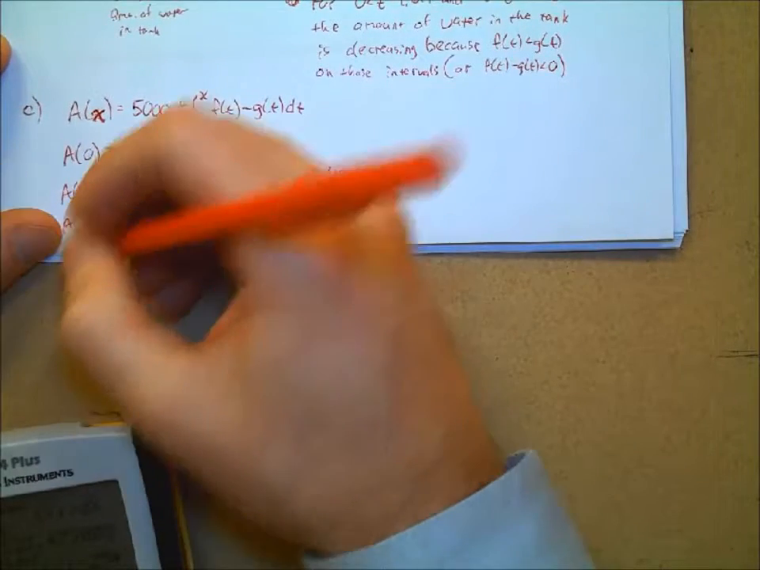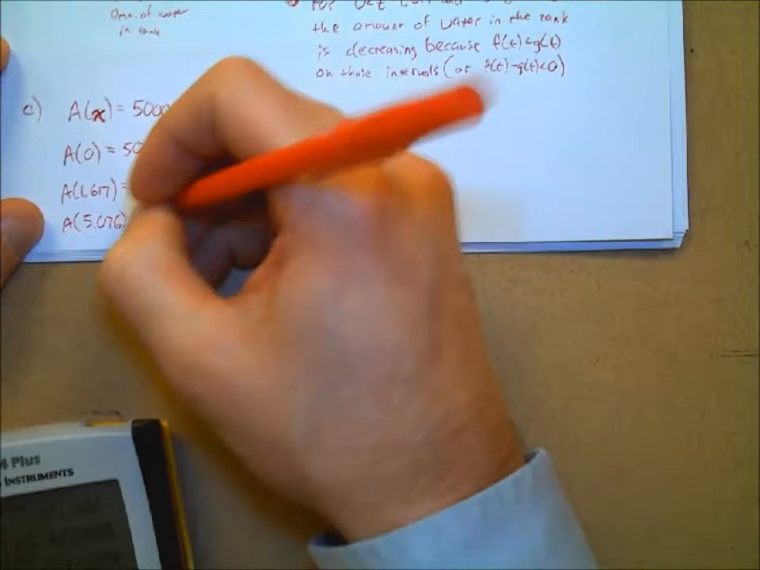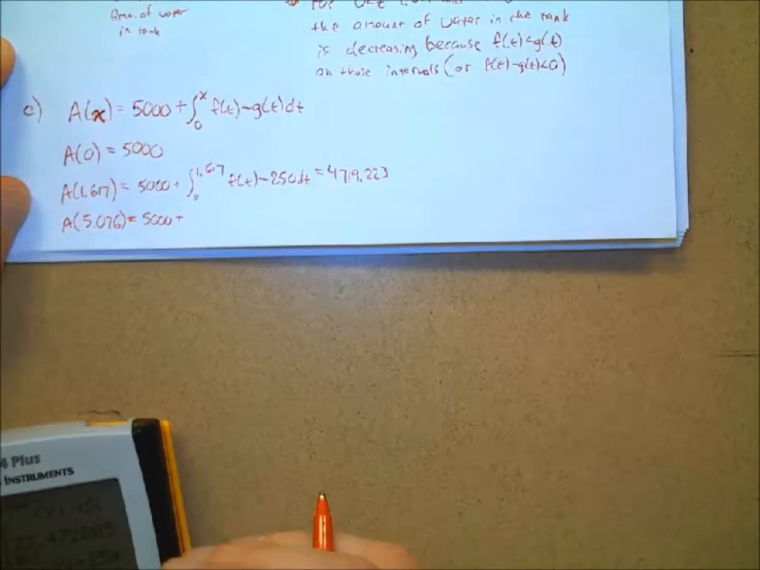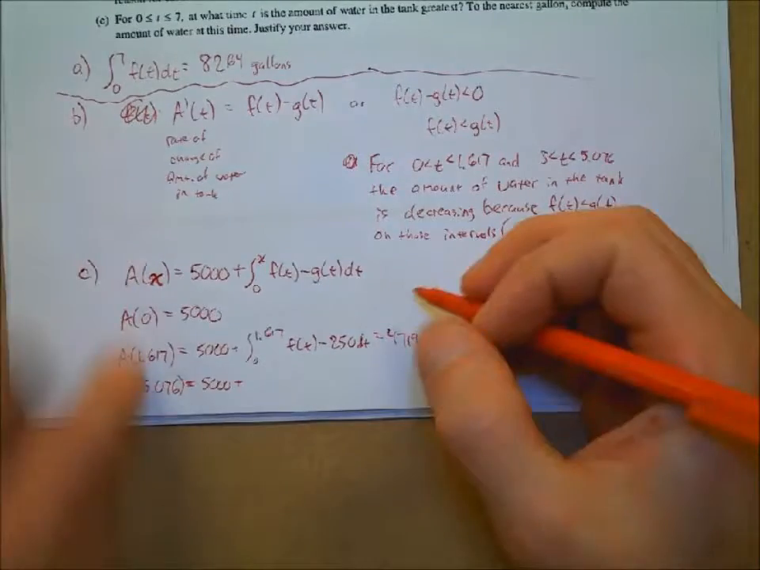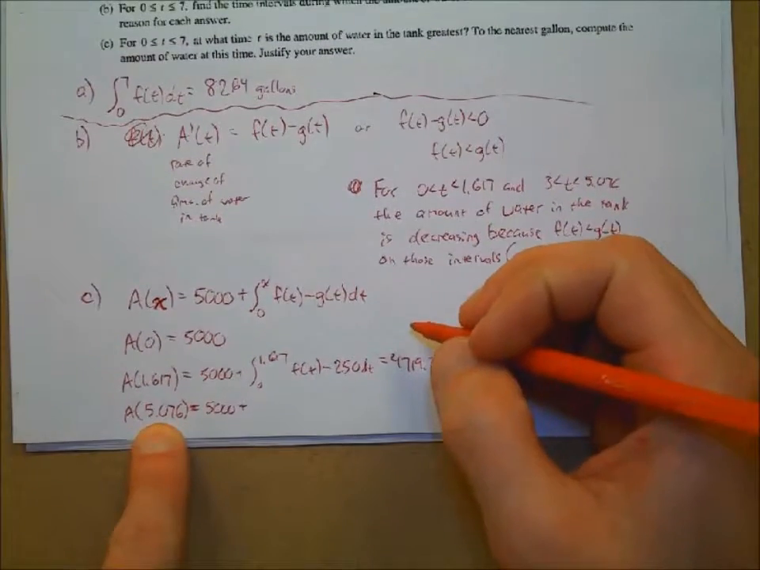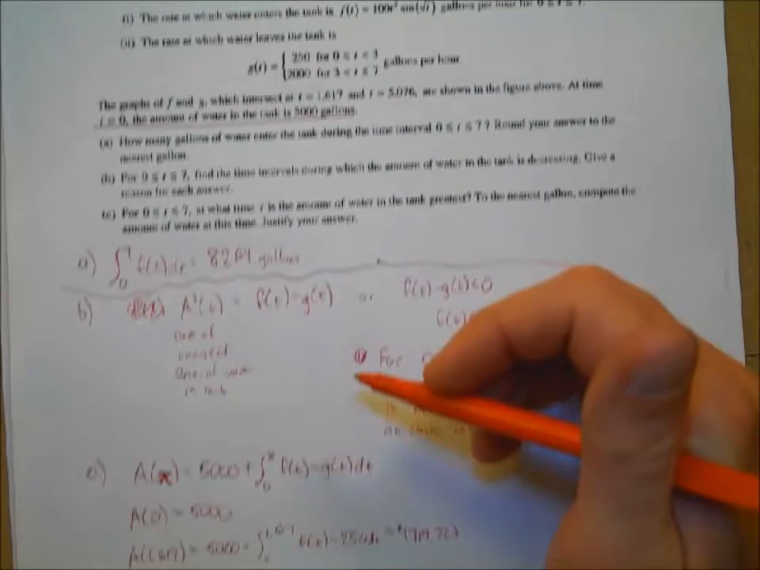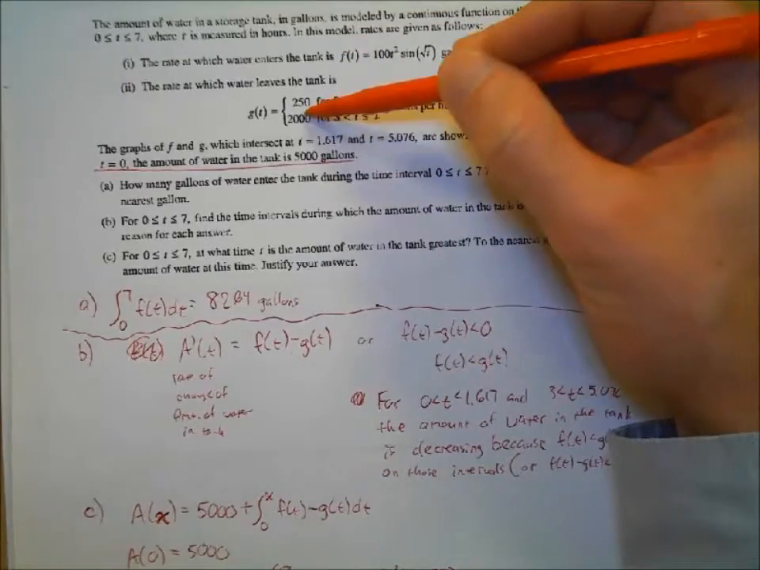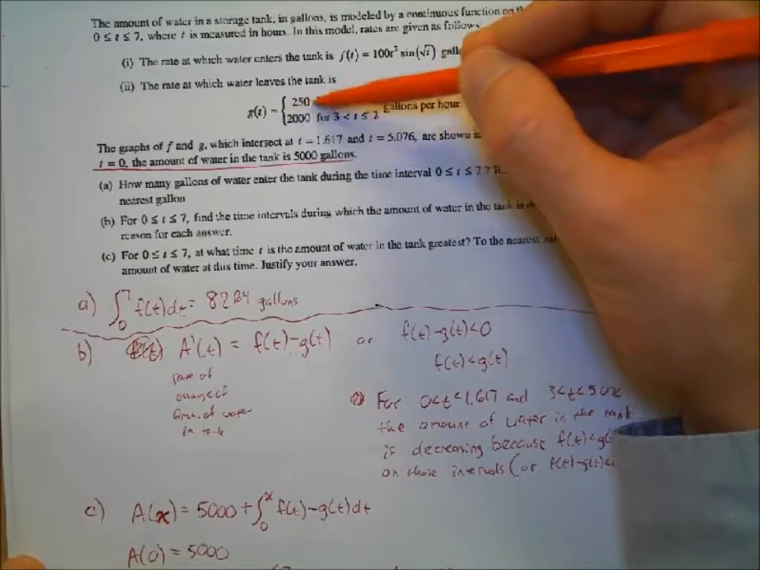And then for A of 5.076, now we're going to have to be a little more careful. How are we going to take care of this? Because we have to integrate from 0 to 5.076, which, if we go back up to our function here, 5.076 is in this interval, which means we're going to be subtracting 2,000. But at the same time, we're going to be subtracting 250 as well.